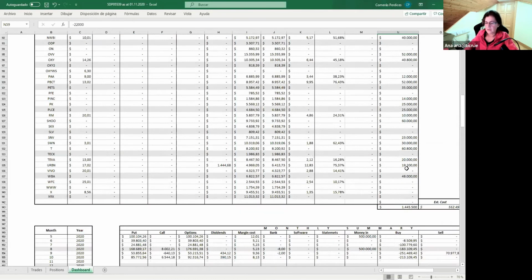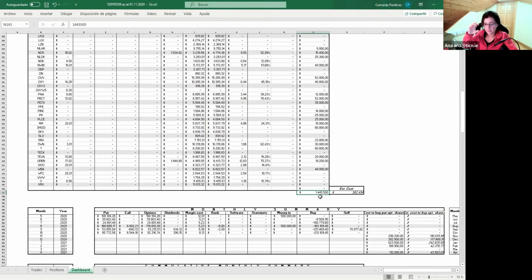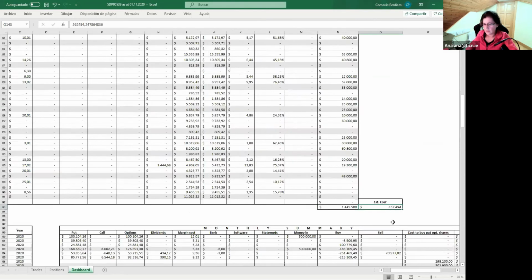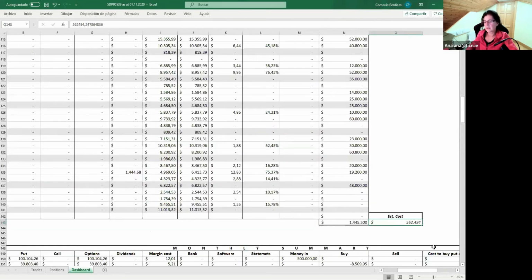So adding everything together, if all the puts got put to us, as of the picture taken now, we would have to invest 1.4 million, okay? But then you see here, estimated cost, 562. And why this difference?